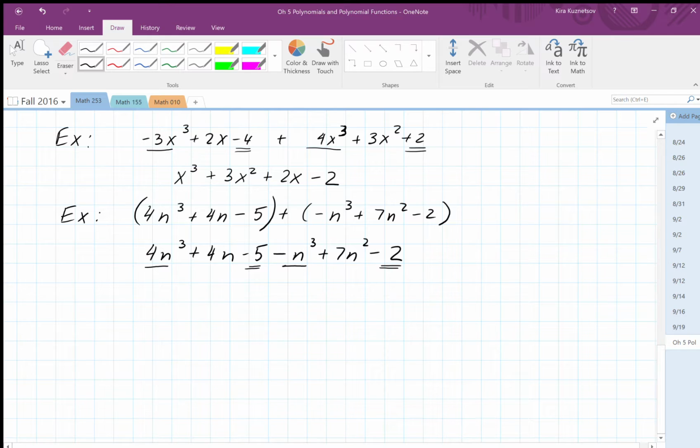So 4n cubed minus n cubed, that's 3n cubed. Then I have my positive 7n squared. Then I have the positive 4n, and then the negative 7.